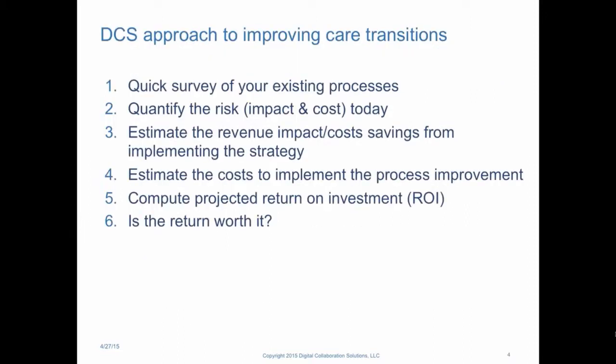So DCS's approach is to start with a quick survey of your existing processes so that we can help you to quantify your risk, the impact and cost today, both financially as well as in care quality and patient experience, and then estimate the improvements that can result from implementing a strategy, and of course estimate the cost to implement that strategy so that we can help you to see a return on investment in both dollar terms as well as care quality terms, and judge whether a particular strategy is the right one to take. And we can work closely with clients to help them, and today we want to walk through and show you some of the ways and approaches that we might do that.